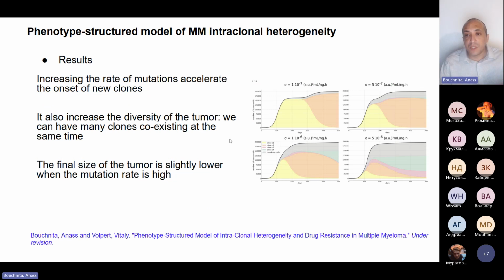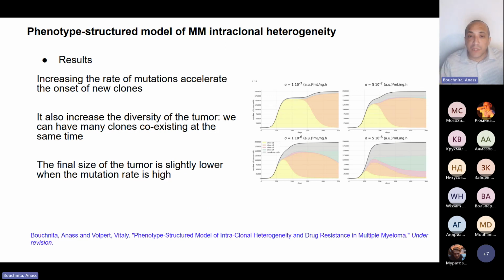So now the advantage is that we have a model with a low computational cost. So it takes a few seconds to make simulations with this model, and we wanted to take advantage of that. So first of all, we wanted to see the effects of the mutation rates. So the mutation rate describes how many mutations a cell can have after each division.